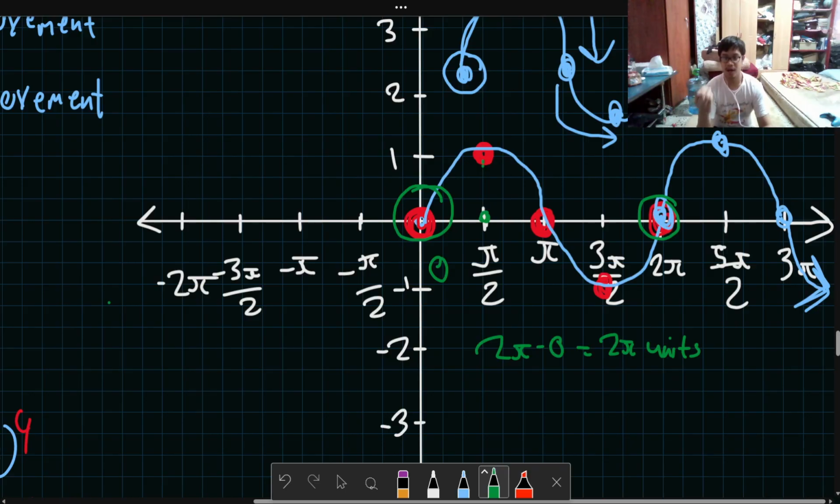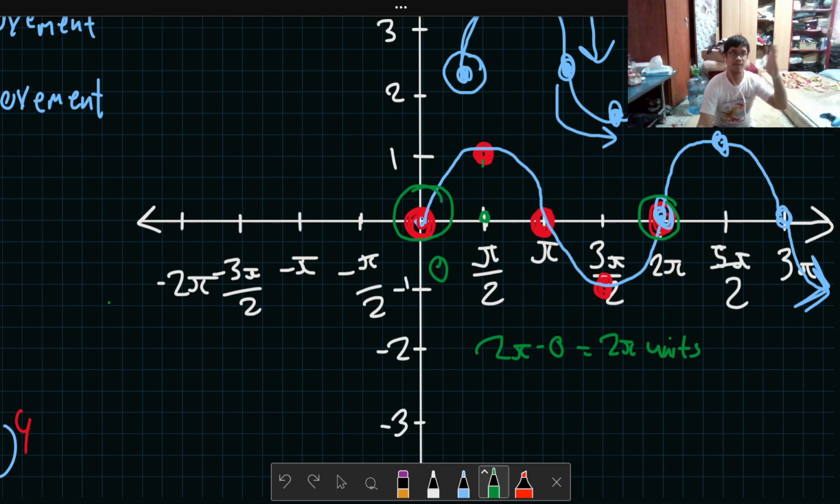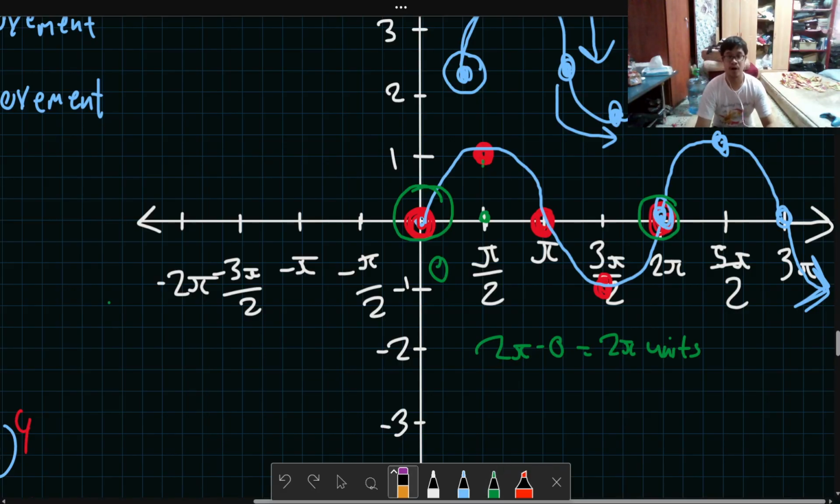The horizontal distance of one complete cycle is this cycle. If you get the difference between the x coordinate of your first key point and the x coordinate of your fifth key point, which is 2 pi, then 2 pi minus 0 is 2 pi units. So we are correct. The period is in fact 2 pi.